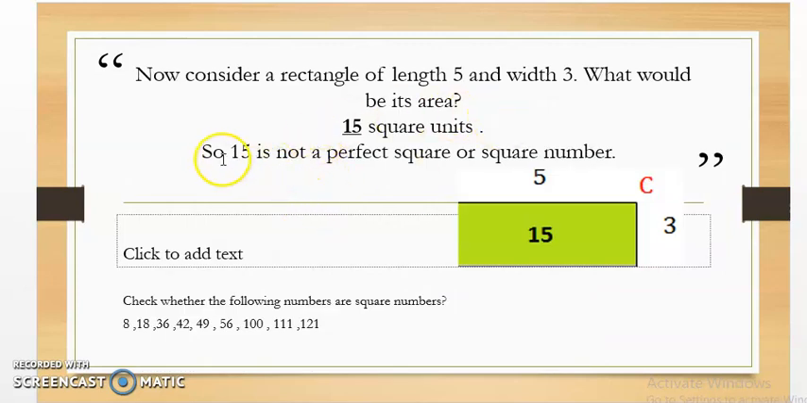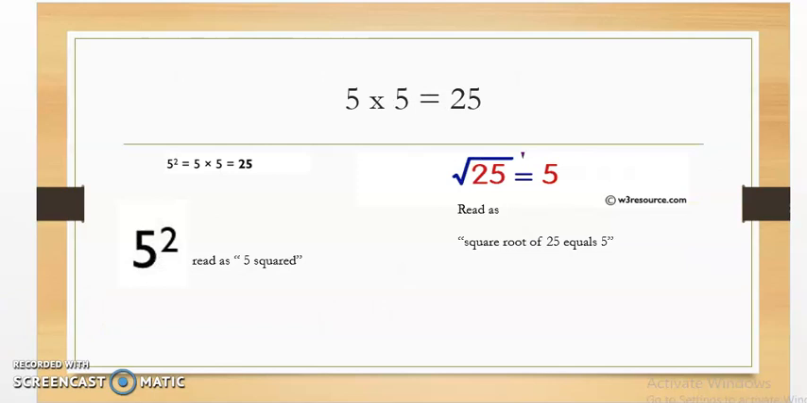But consider the number 15. Now consider a rectangle of length 5 units and breadth 3 units. Its area is 15. So no matter how much we try, we cannot make a square of some length so that its area is 15. So 15 is not a perfect square or a square number. So can you please check which of the following numbers are square numbers? Okay, I leave that as an exercise.